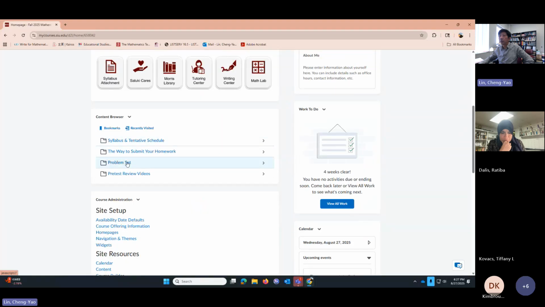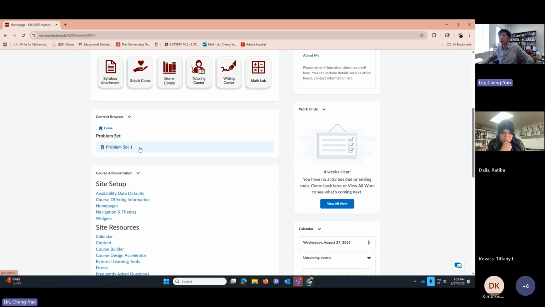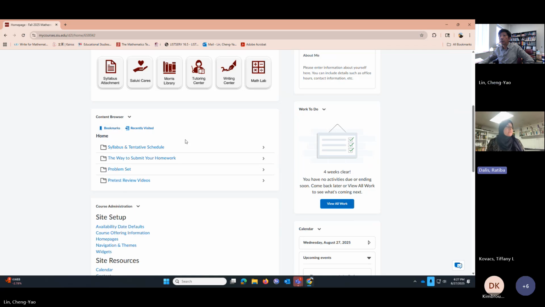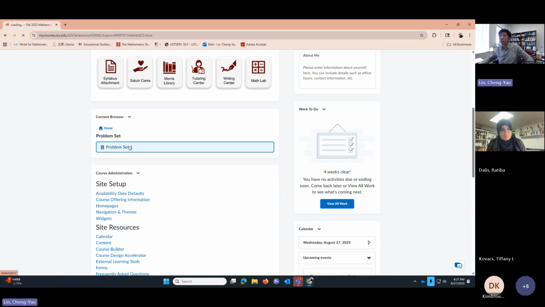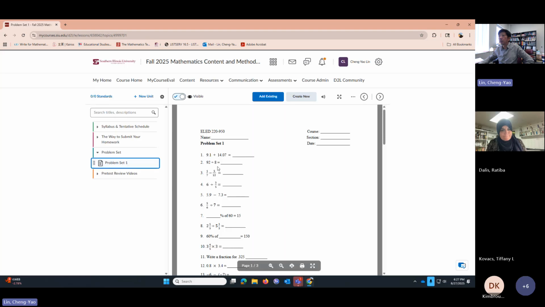And then the second thing I mentioned is the problem sets right here, so you can click the problem set and then do the homework. These are the homework assignments, the problem sets. Once you click, there's a problem set, it will take you to the problem set, do the homework.